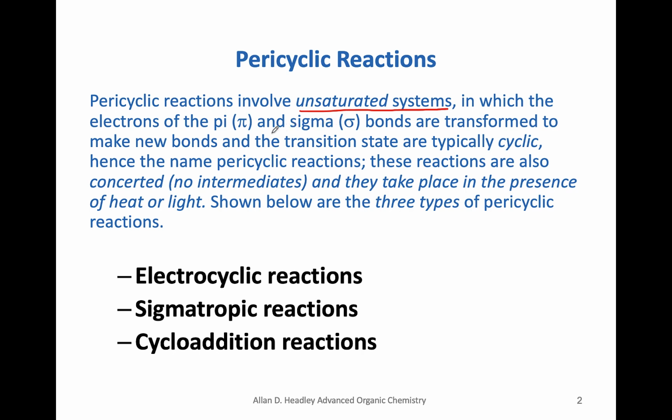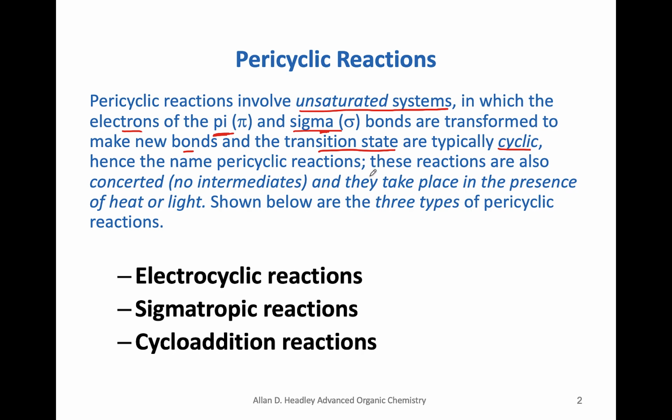So for these reactions, electrons of the pi bond and sigma bond, adjacent sigma bonds, are transformed into new bonds. So the key aspect here is that pi bonds are transformed into sigma bonds. Another aspect of pericyclic reactions is that the transition states for these reactions are cyclic. Hence the word pericyclic reactions.